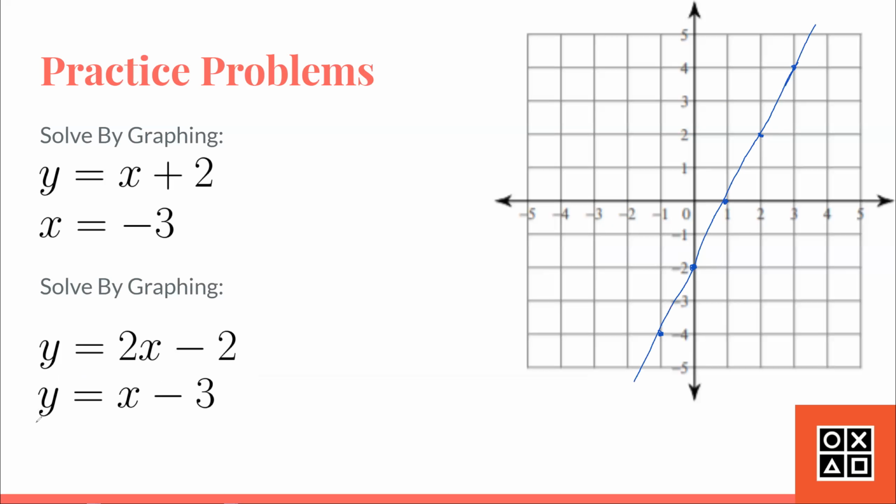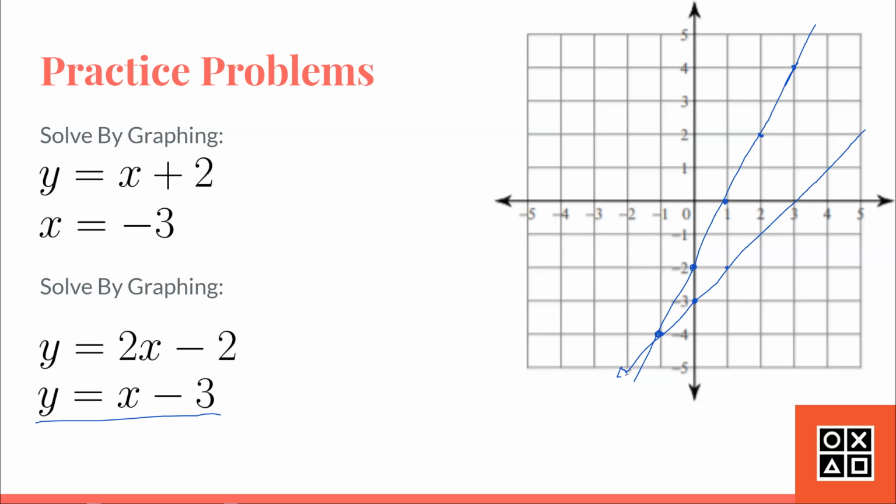And then let's plot y equals x minus 3. So negative 3 is the y-intercept, and then the slope is just 1. So your line should be looking something like so.